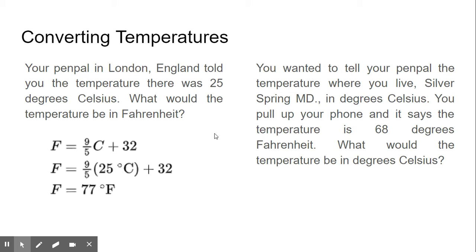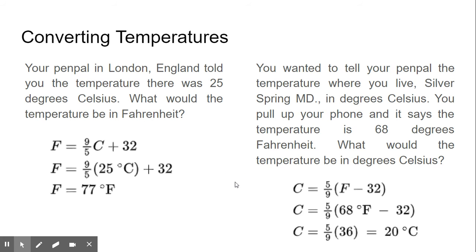You wanted to tell your pen pal the temperature where you live in Silver Spring, Maryland, in degrees Celsius. You pull up your phone and it says the temperature is 68 degrees Fahrenheit. What would the temperature be in degrees Celsius? Remember, you have to use the formula going from Fahrenheit to Celsius. So you would begin with C equals 5/9 (F minus 32).